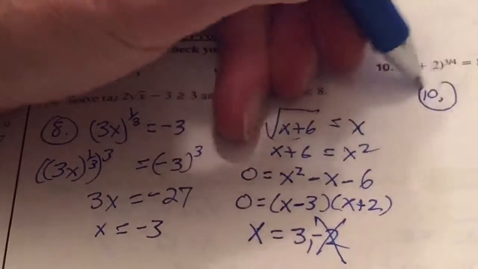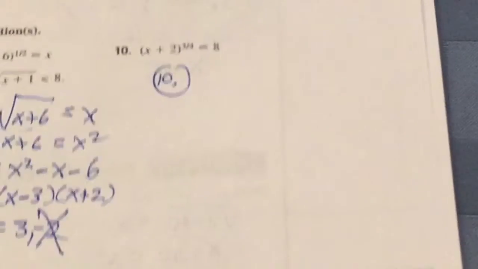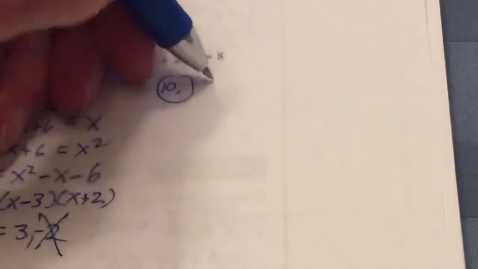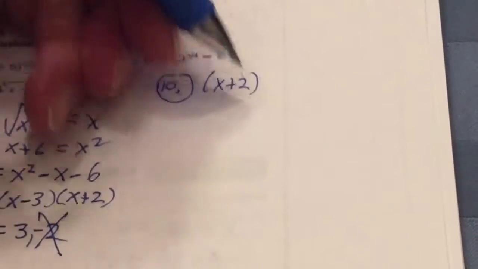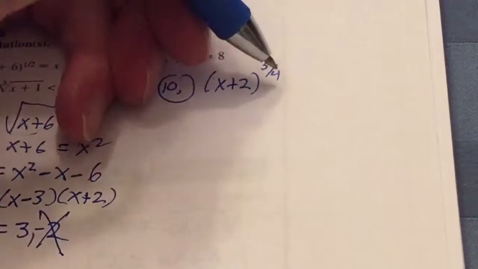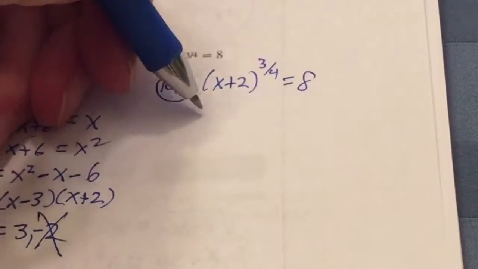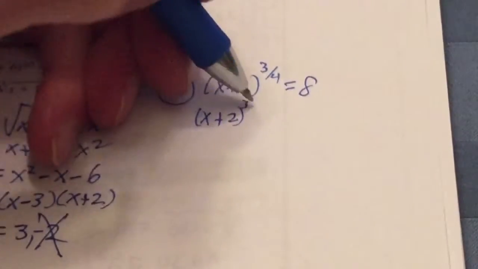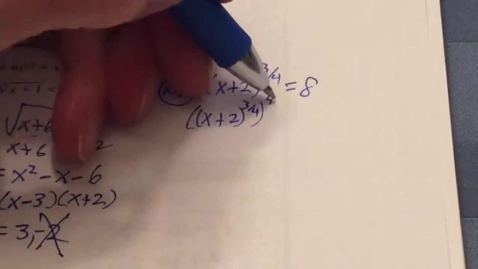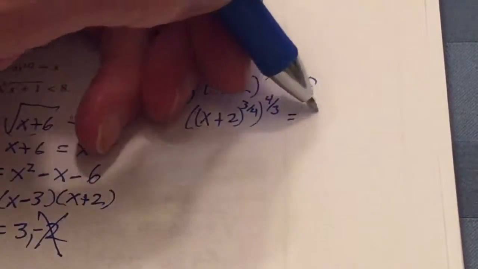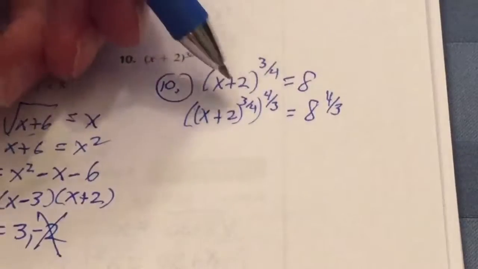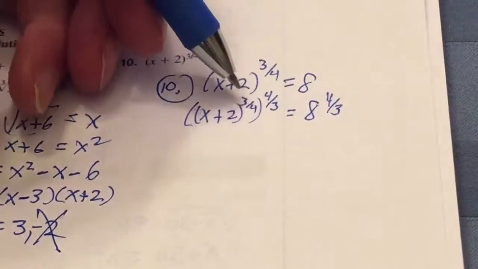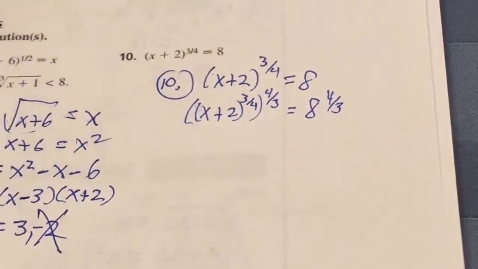Okay, now number 10. Just so you can see better. Okay, for number 10, we have x plus 2 to the 3/4 power equals 8. So we'll take that x plus 2 to the 3/4 and raise that whole thing to the 4/3. And that means we're going to have to raise 8 to the 4/3 also. We chose 4/3 because it's the reciprocal of 3/4. You just flip it over. But when you multiply 3/4 times 4/3, you get 1.